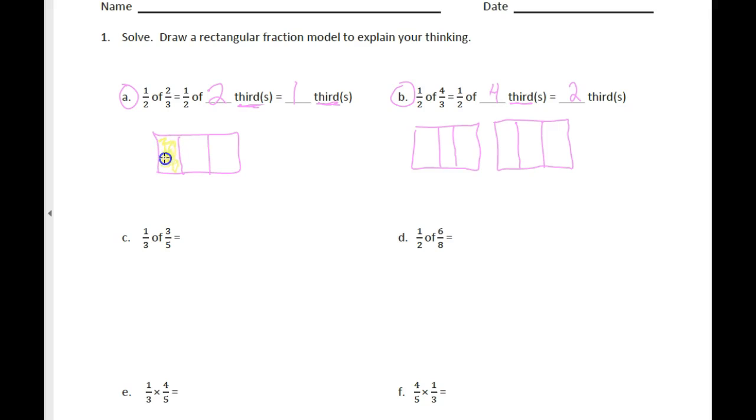So we're going to shade in 2/3. And this one we're going to shade in 4/3, because it's the second fraction right here. It's telling us how much we have. The first fraction is telling us what we're going to be doing to it. That's the verb part of it.